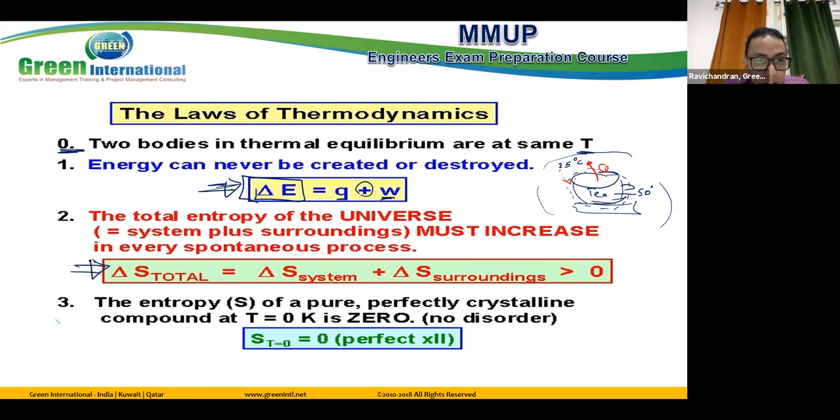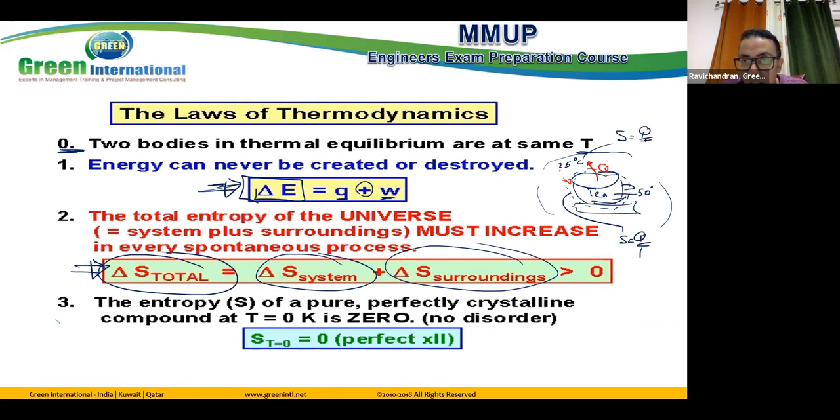For this equation, the change of entropy of the total is equal to the change of entropy of the system plus the change of entropy of the surroundings. It means I'm going to calculate the entropy for the system alone, how to calculate S: Q by T. And I'm going to calculate entropy for the surroundings, also Q by T. But Q here is the same value but with a different sign.